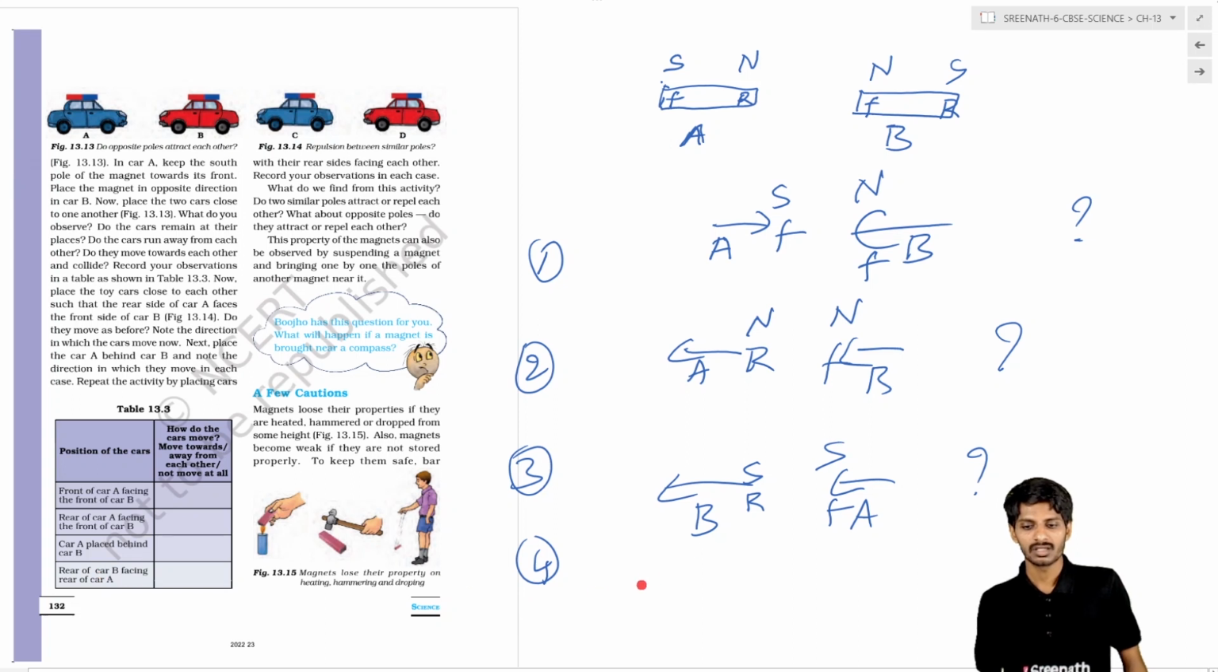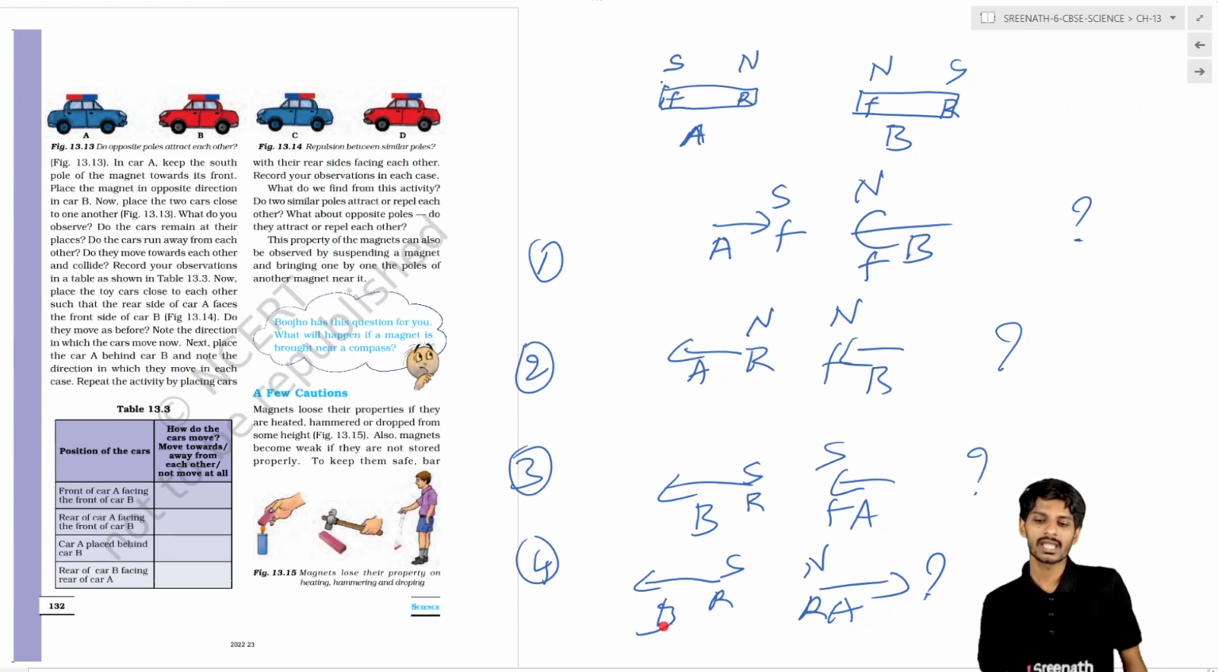Now rear of car B. This is car B. Rear of car B facing rear of car A. What you have to do? Again car A is there, again the rear part of car A. These two must face each other. So rear of car B is south pole, and rear of car A is north pole. Now again you have to take these two cars very near to each other. So in all these four conditions, what will you observe? Do the cars move away, or do the cars move very near to each other?